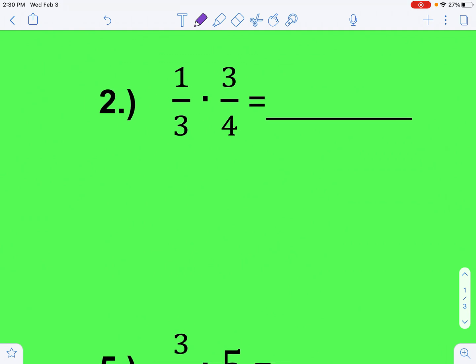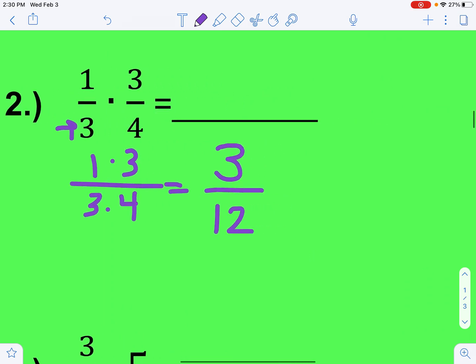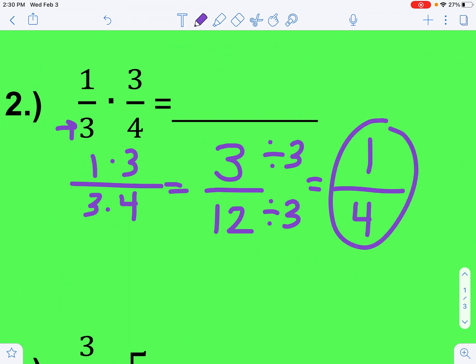We're taking 1/3 times 3/4. So again, we multiply 1 times 3 all over 3 times 4. Okay, 1 times 3 is just 3. 3 times 4 is 12. Now we can simplify that fraction. We can divide both numbers by 3. 3 divided by 3 is 1. 12 divided by 3 is 4. So 1/4 is our answer.